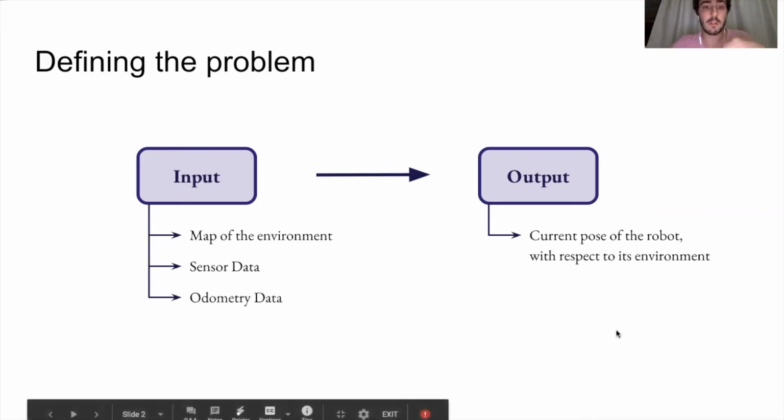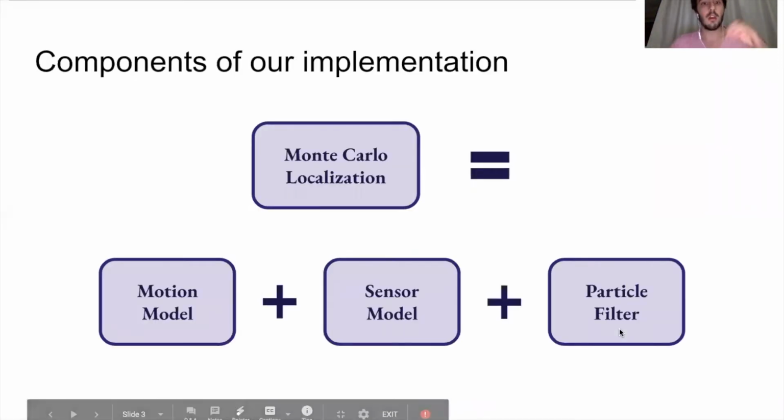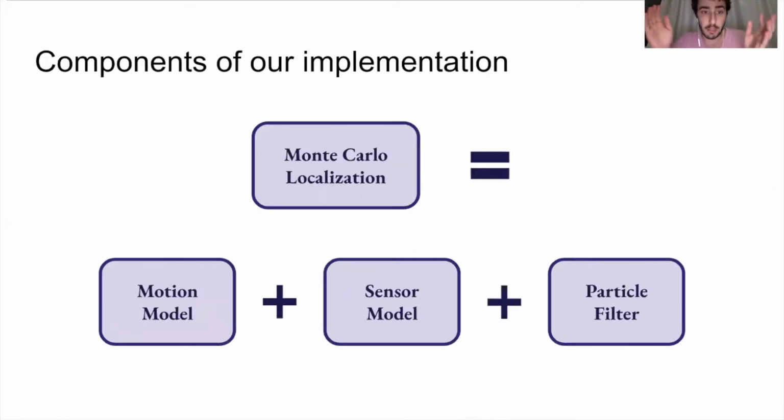In order to solve this problem, we are using Monte Carlo localization. The components of our implementation were a motion model, a sensor model, and a particle filter. By integrating all three components, we achieved the overall Monte Carlo localization. Now our teammates will talk more about each of these components and how we integrated them.